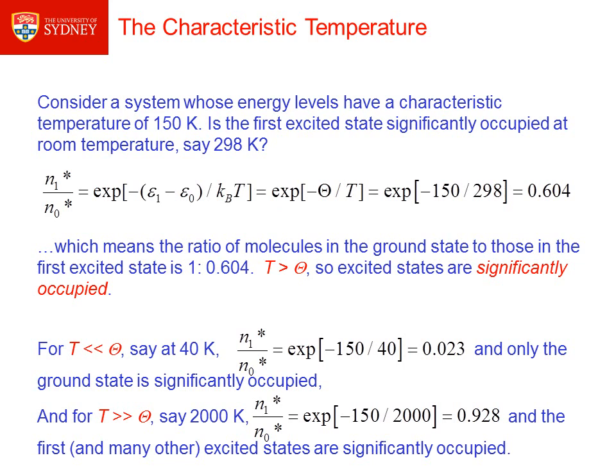Finally, if we look at the system at a much higher temperature, like 2000 Kelvin, then N1* over N0* is 0.928. That is, the ratio of molecules in the ground and first excited states is almost 1. That's definitely significantly populated. Again, we might expect that higher energy levels would also be significantly populated, as long as the energy levels were more or less evenly spaced. This is what we mean by comparing the temperature of a system with the characteristic temperature of a set of energy levels of a molecule to decide whether the excited states of that molecule are thermally accessible at that temperature.